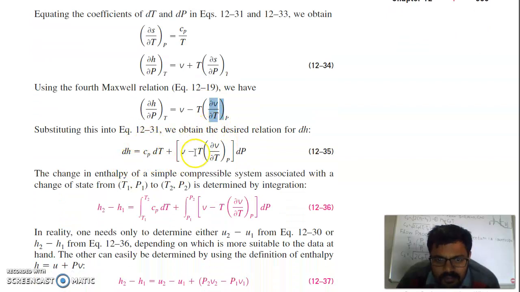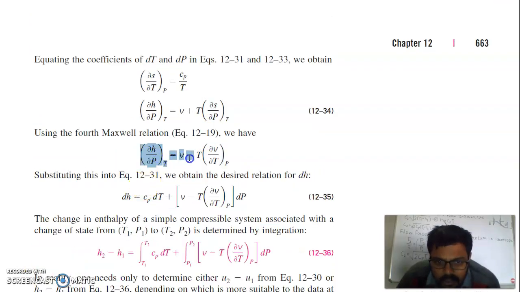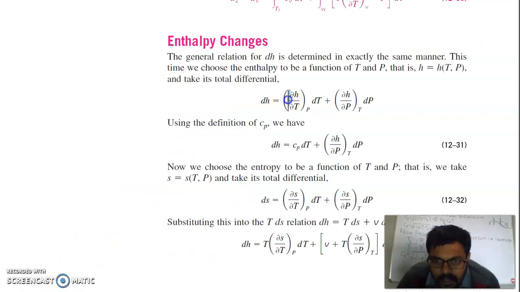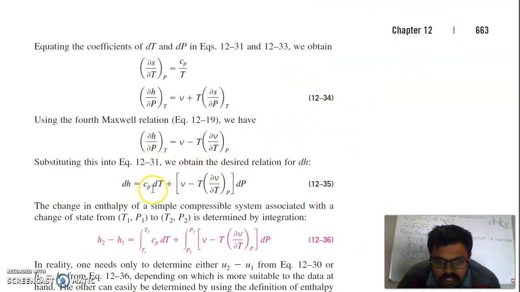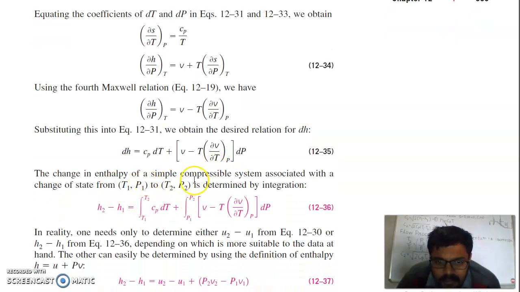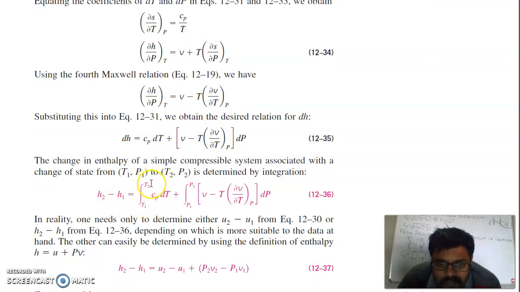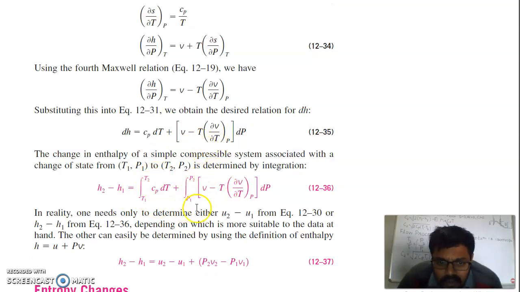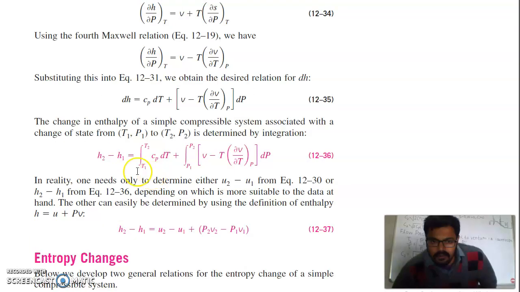So the equation will become, now put this del H by del P in the above equation. Here put the value of del H by del T at constant pressure. You will get the final relation as dH is equal to Cp dT plus V minus T del V by del T at constant pressure dP. So the change in enthalpy of a simple compressible system associated with the change of state from T1, P1 to T2, P2 is determined by integration. When you integrate this, you will get H2 minus H1 is equal to the integral from T1 to T2 of Cp dT plus the integral from P1 to P2 of this value. And when you integrate, you will solve this. So you have this equation.